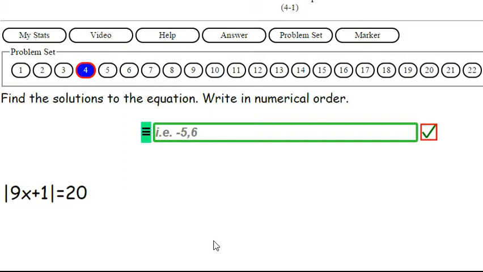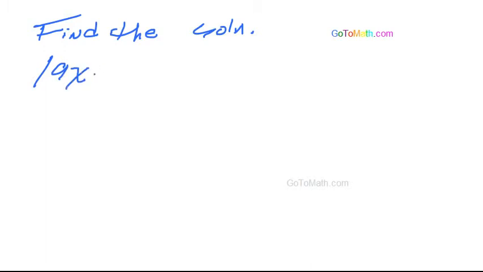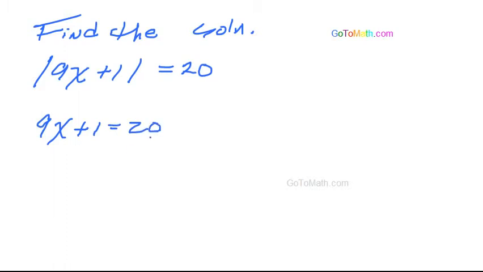9x plus 1 is equal to 20. Okay, I got it. All right. So we're wanting to find the solution to the equation. And the equation is we have the absolute value of 9x plus 1 is equal to 20. Right. So we're going to go ahead and drop the absolute value bars and solve for this equation.